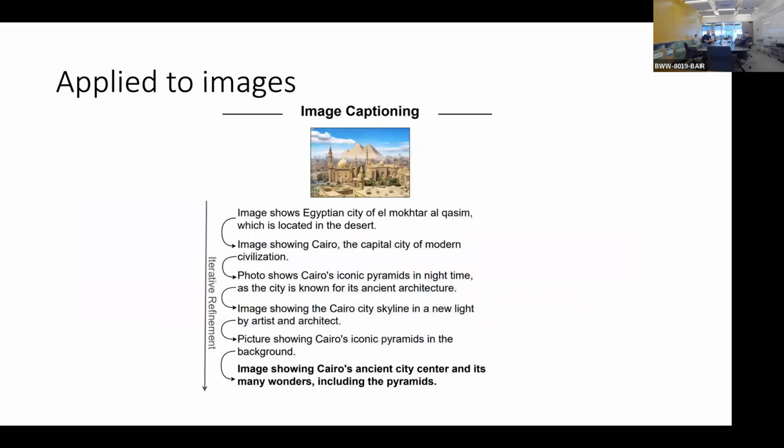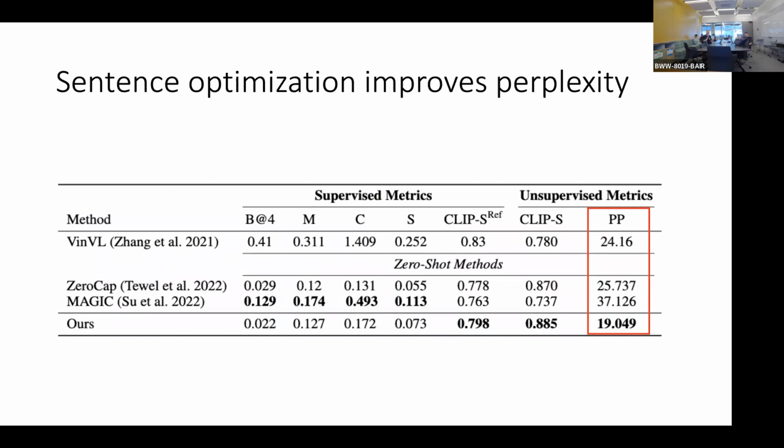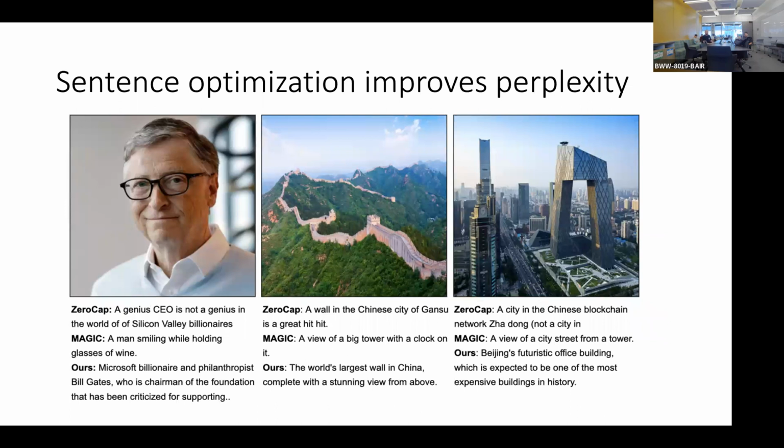And this approach, we also applied it to images. And it does give us much more coherent captions. We see it specifically in the perplexity of the captions that we generate. The perplexity is measured with BERT. I'll just show you a few examples.